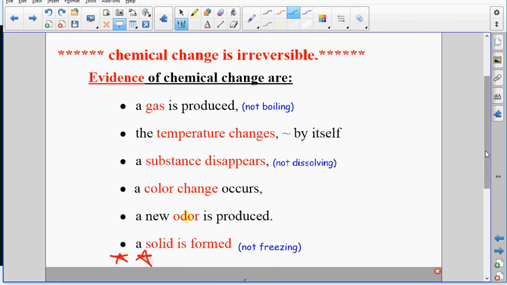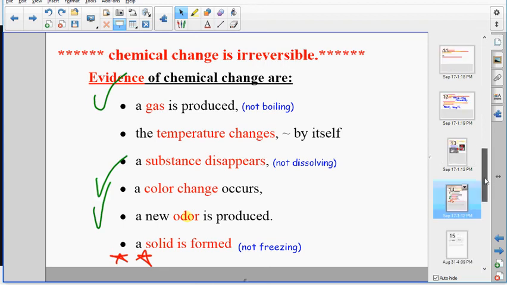So if you're trying to figure out whether something's a physical or chemical change and it checks a couple of these boxes, like, well, it did give off a gas, it really stunk up the room, and it had a color change, okay, it probably is a chemical change. These are pieces of evidence you put together, like, okay, I think it was probably a chemical change based on this, this, and this, if you had to argue to me on a test or something like that.